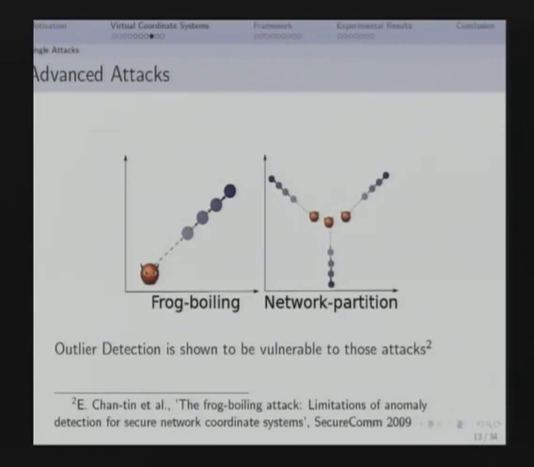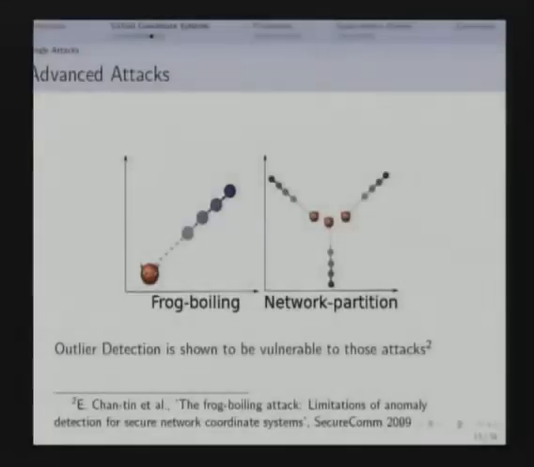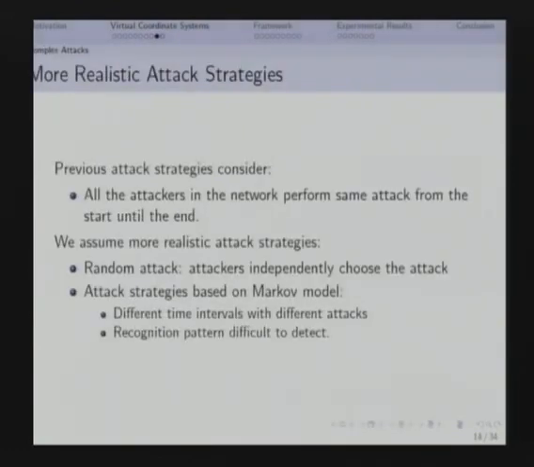So we have the frog boiling attack, where an attacker performs an inflation attack, but in very slow steps, so that it will remain undetected as it remains under the threshold. The network partition is another kind of frog boiling attack, where a group of malicious nodes perform a frog boiling attack on different groups of nodes, and so the network will be partitioned. So we will consider more realistic attack strategies.